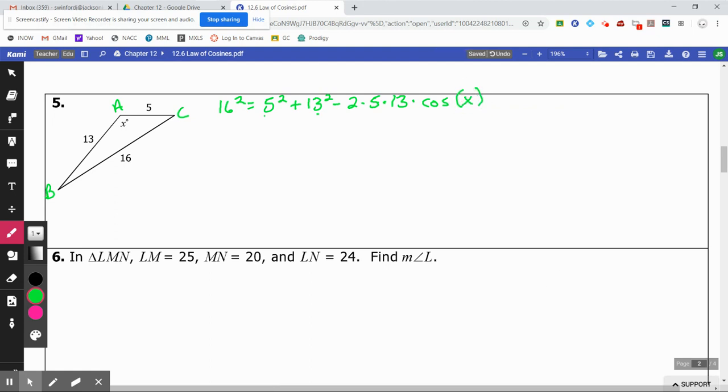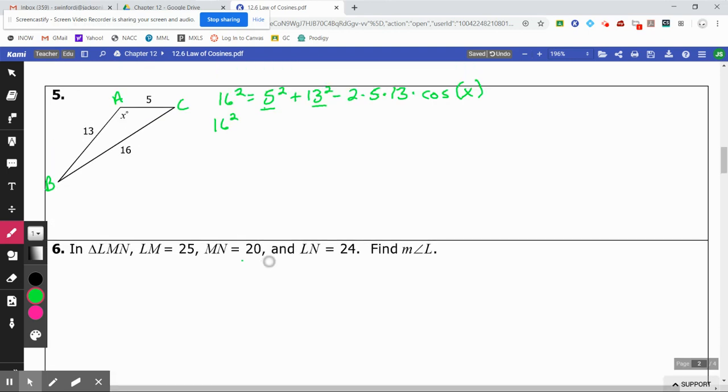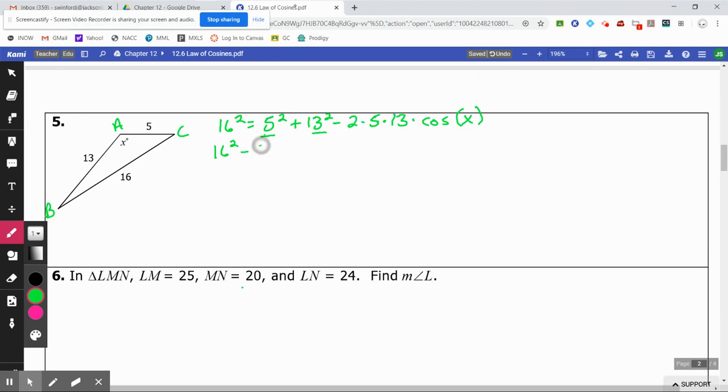To solve this, and now I'm going to do all these steps without a calculator to begin with, to show you that you can just do it like this as well. Instead of plugging all this stuff in, I could take my 16 squared and move these two terms over. So you now have 16 squared minus 5 squared minus 13 squared equals negative 2 times 5 times 13 times the cosine of x.